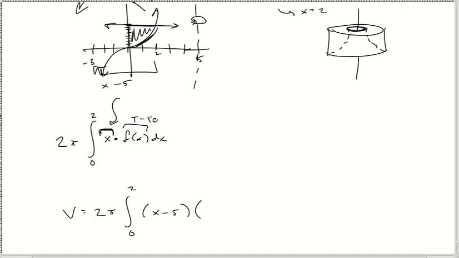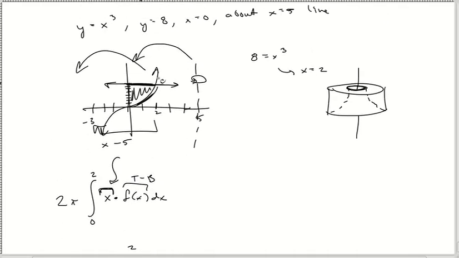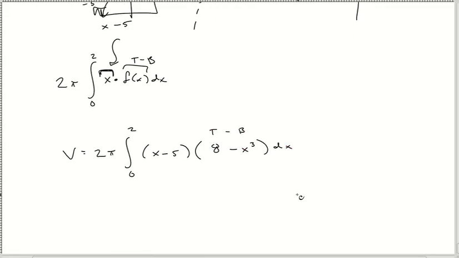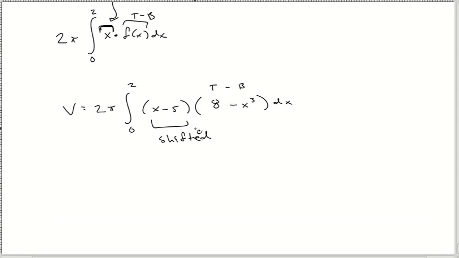Remember that this is top minus bottom. Top here is 8, bottom is the cube. So I got my 8 minus the cube. Top minus bottom. That's my f of x. And there we go. So what this does right here is that I shifted my axis. That's all I did. Everything else is the same. I know it seems almost too easy. Like, is that all you have to do? I mean, I got the right answer.